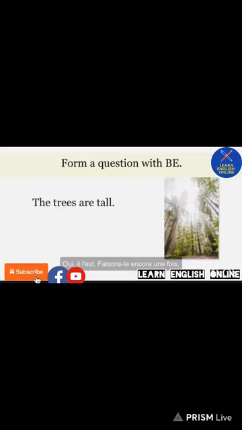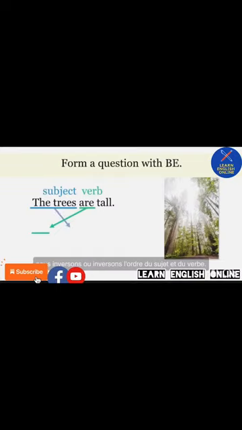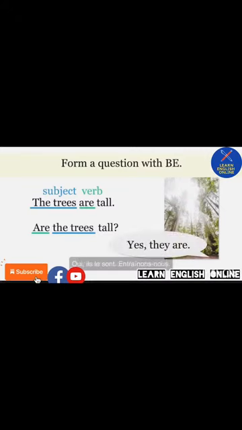Let's do it again. Form a question with be. The statement here is, the trees are tall. The subject is the trees, and the verb is are. Reverse the order of the subject and the verb. So, the trees are tall changes to, are the trees tall? Are the trees tall? Yes, they are.